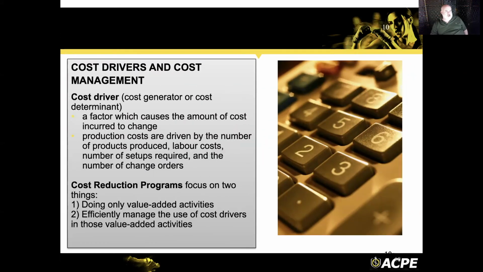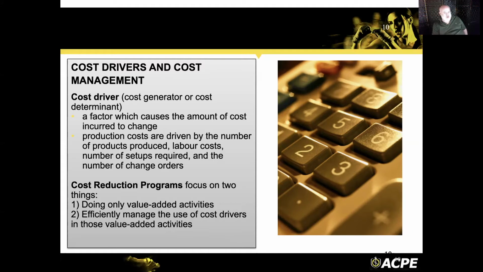So a cost driver is a factor which causes the amount of cost incurred to change. So it could be production, could be labor, could be the number of units. So production costs are driven, for example, by the number of units produced, labor costs, the number of setups, and even the number of changes in order. Okay, so they're cost drivers.